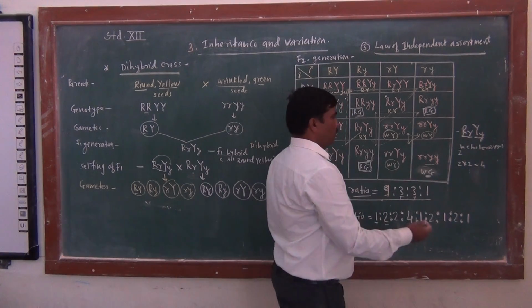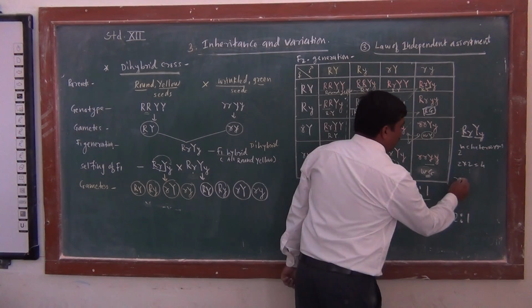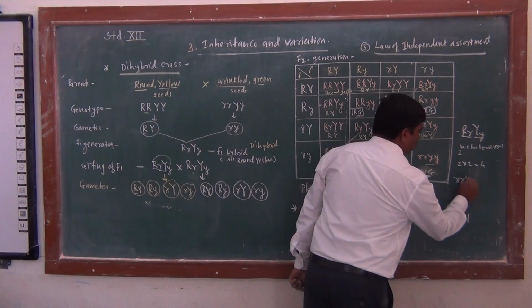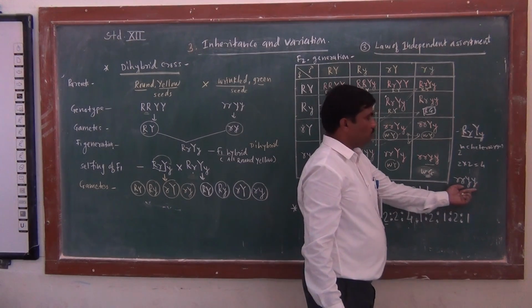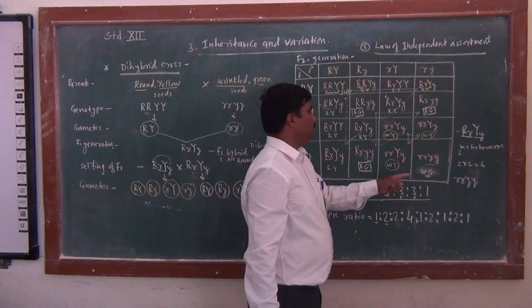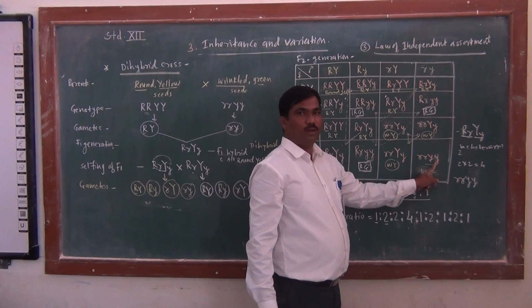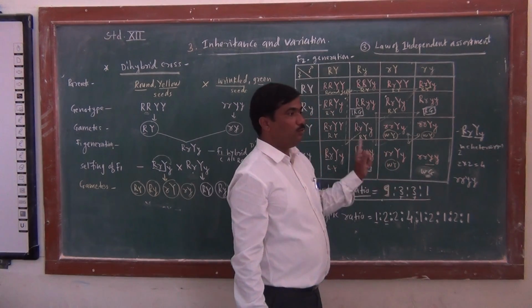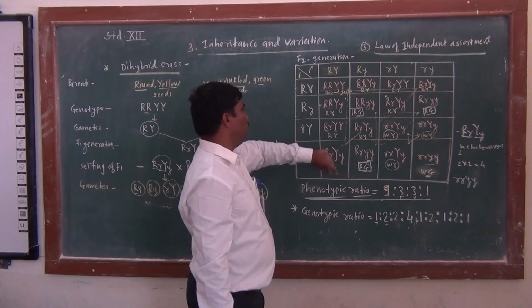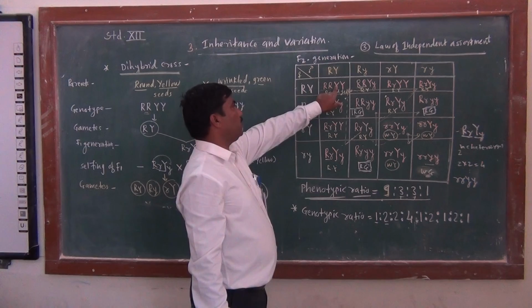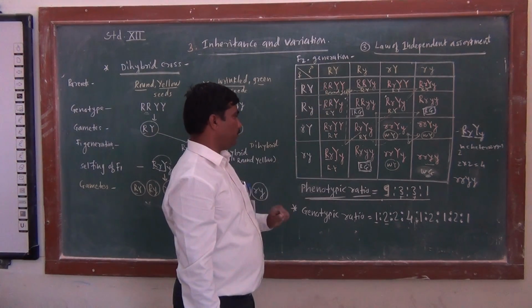In the same way, here is another trick. Small r small r, small y small y: how many individuals are formed? All are homozygous, so they are formed only one time out of 16 individuals. Capital R capital R, capital Y capital Y is also homozygous, so it is also found only one time.